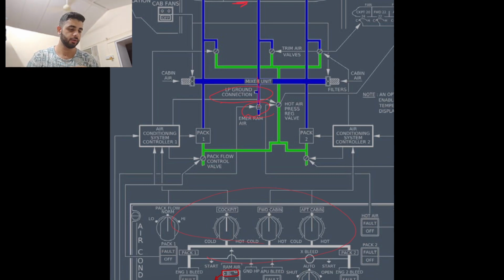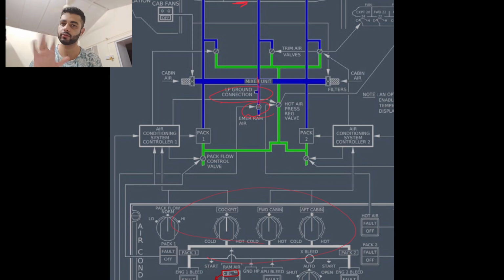So HP ground connection, HP not LP, HP ground connection cannot be switched on with the APU bleed or the engines. Even LP cannot be switched on with these. It's just that the HP will cause a problem with your ducting, as in your APU bleed ducting or your engine bleed ducting also. I hope you all have not got confused out here.